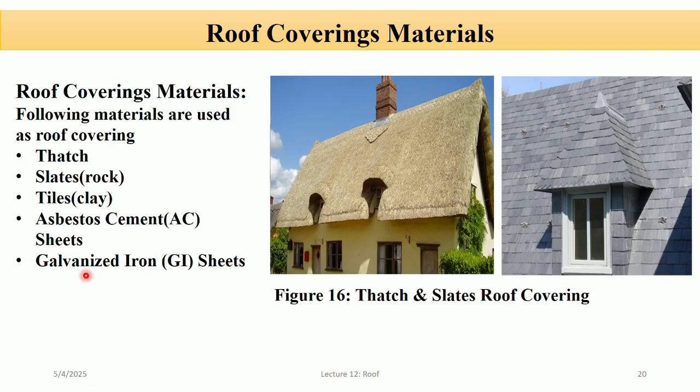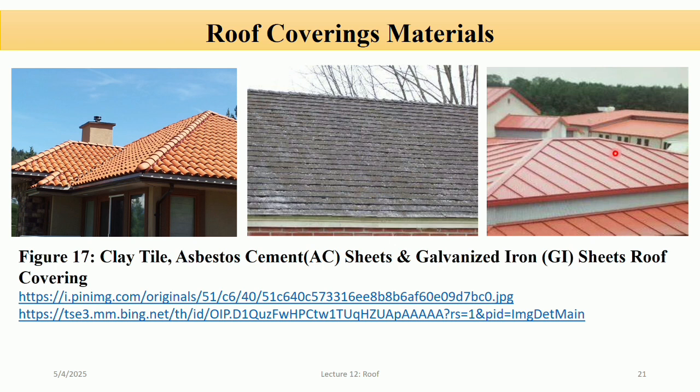The last one is galvanized iron sheet. It is a steel sheet coated with zinc to prevent rusting. You can see in the figure, this is a galvanized iron sheet roof, and it is widely used in industrial buildings, warehouses, sheds, and even modern homes. It is strong, lightweight, and corrosion resistant, and easy to install and transport. But some disadvantages are that it's noisy during rain and has poor thermal insulation unless insulated from inside.